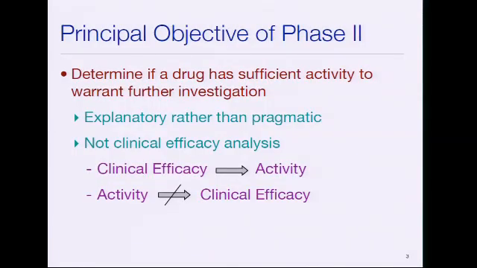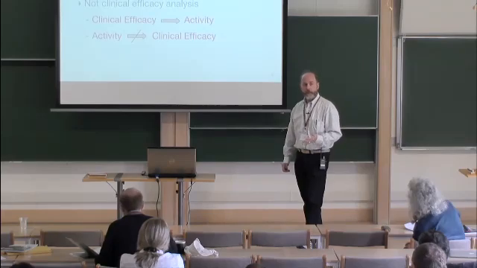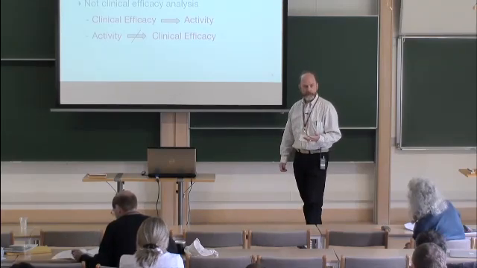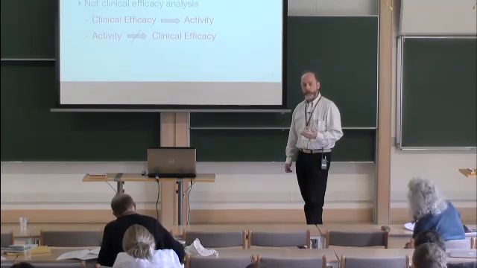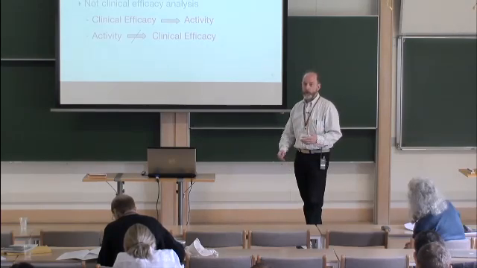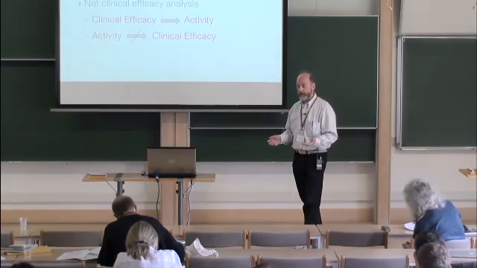All right, in Phase 2, the principal objective, at least in oncology, is to determine whether or not a drug has sufficient activity, where activity is defined in terms of some effect on the disease, enough activity to warrant further investigation. That further investigation may be in subsequent Phase 2 studies or maybe in a larger randomized controlled Phase 3 study. The goal tends to be what's called explanatory rather than pragmatic. That is, we're looking for some of the biologic activity and not necessarily trying to evaluate how the drug will fare in the real world where people don't always adhere to their treatment plans, etc.